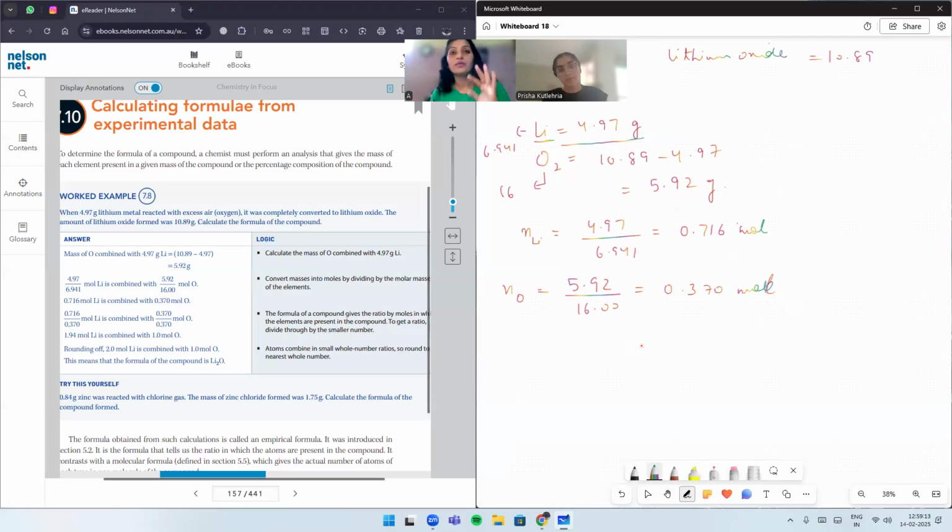Yes. Now, the next step. Out of these two mole values which we have got, the lesser one will be dividing both of them. Means in case of lithium, we are going to do 0.716 over 0.370, and for oxygen, it will be 0.370 over 0.370. So this comes out to be 1, right? And can you calculate this? Because this is not a pure number.